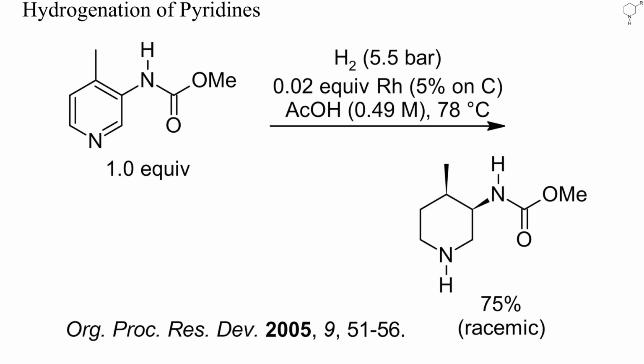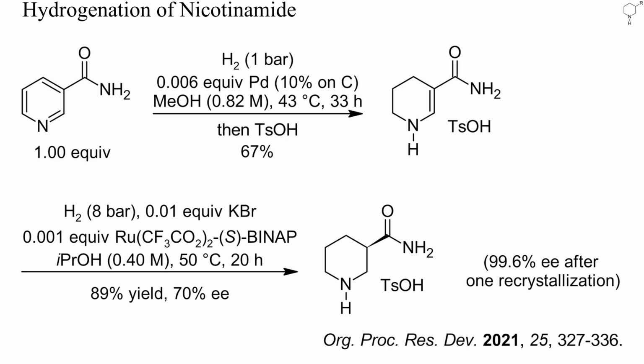Here, a protected 3-aminopyridine was hydrogenated diastereoselectively with rhodium on carbon. Although the reaction was performed in acetic acid, no decomposition of the intermediate enamine occurred. The hydrogenation of nicotinamide or other nicotinic acid derivatives proceeds stepwise.